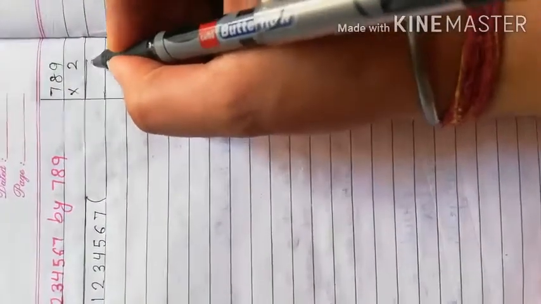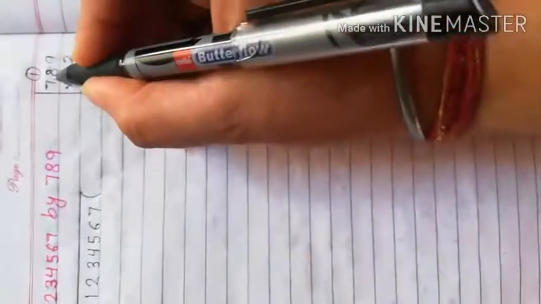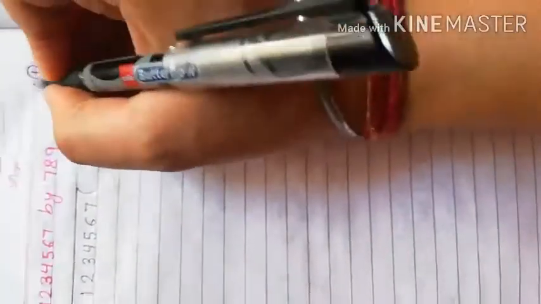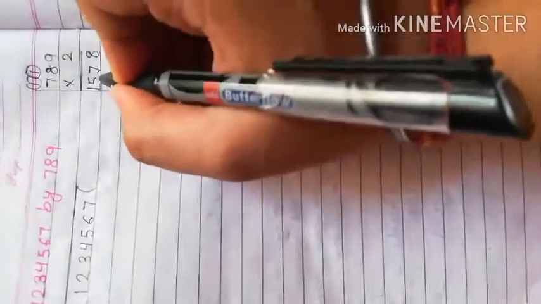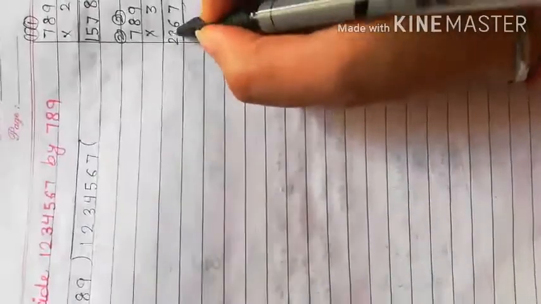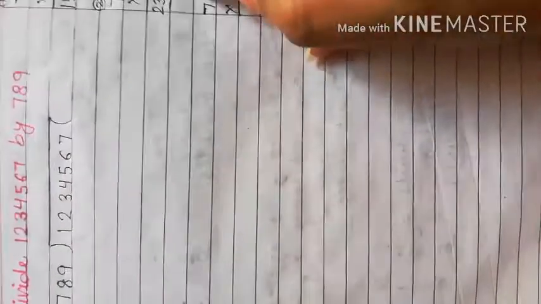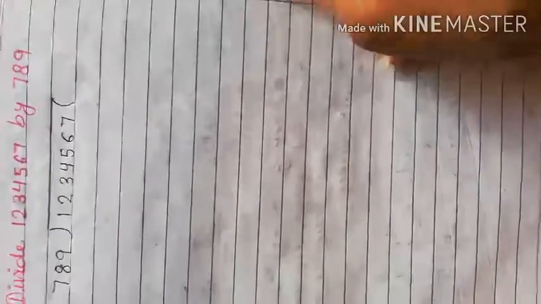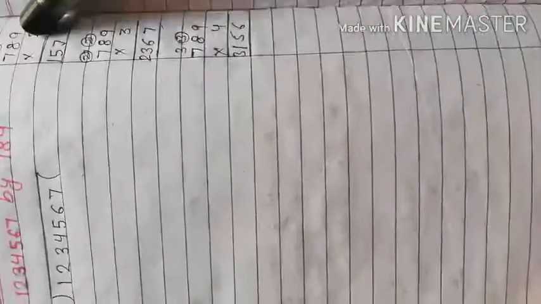789 twos are: 2 8s are 16 plus 1, 17; 2 7s are 14 plus 1, 15. So here we have 1578. Now come to the next one. It is 2367, and then we have 3156. So here we have seen 789 twos, threes, and fours, and according to requirement we can just write 5 6 7 8 and so on.